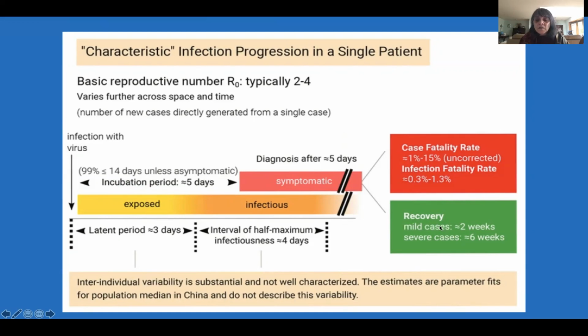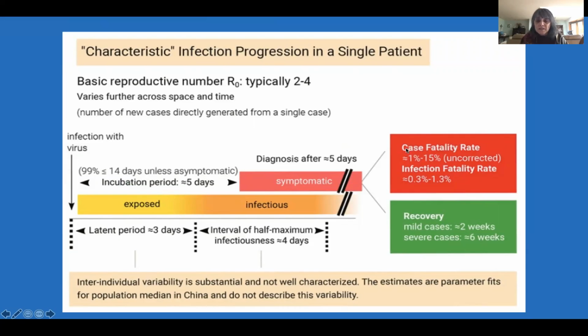It takes a total of about 2 weeks to recover from SARS-CoV-2 infection if you have a mild case of it. If you have a severe case, it can take 6 weeks. Here it says about, but I know of patients who have taken literally months to recover. They may not have the fever and some of those other overt symptoms, but they're still not well.